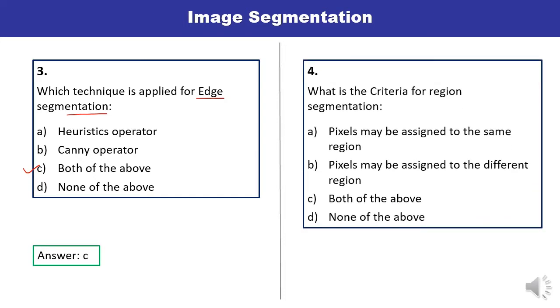Question number 4 is, what is the criteria for region segmentation? The criteria for region segmentation means pixels may be assigned to the same region, pixels may be assigned to the different regions, or both of the factors, or none of them. So criteria for region segment is pixels may be assigned to the same region. Answer is A.